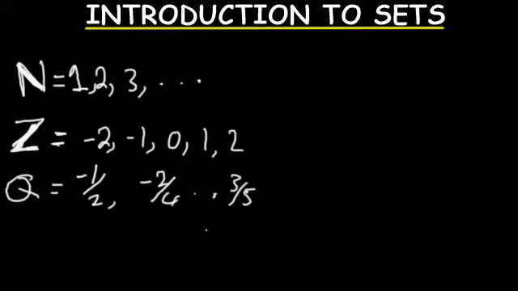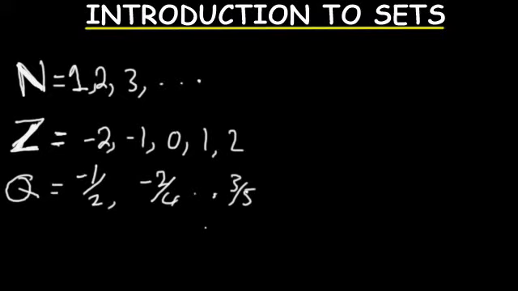We also have positive rational numbers, negative rational numbers, positive integers, and negative integers. The difference between them is that the negative ones are associated with a negative sign, while the positive ones will have positive values.